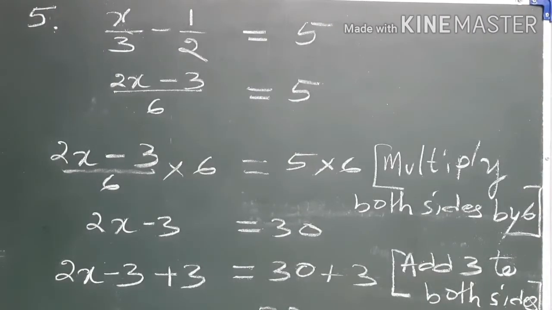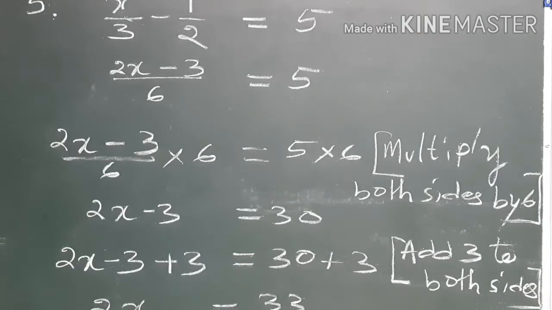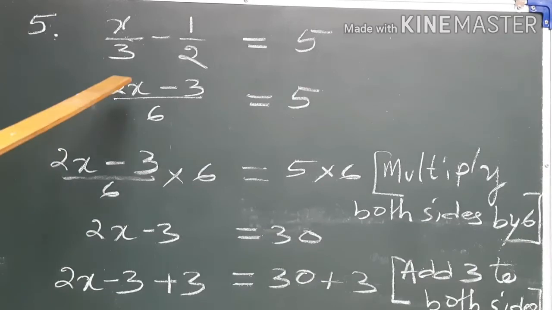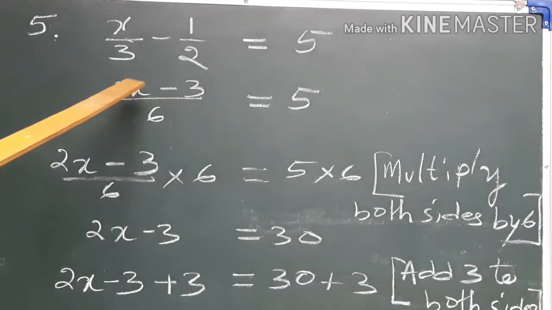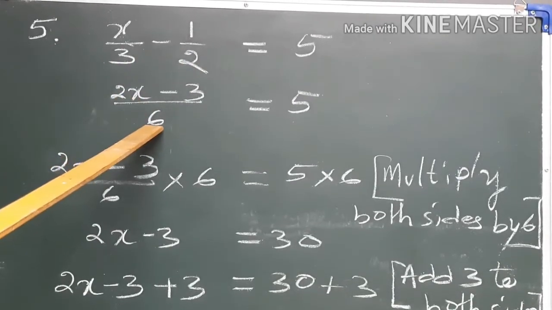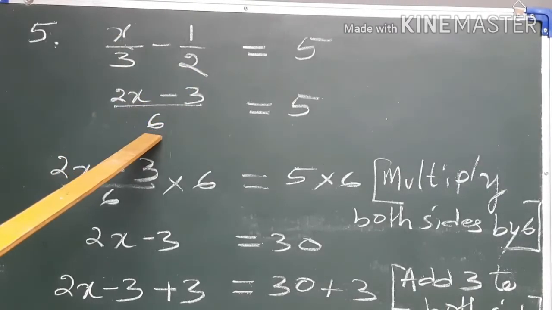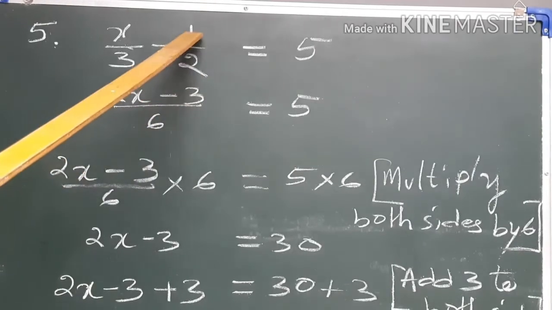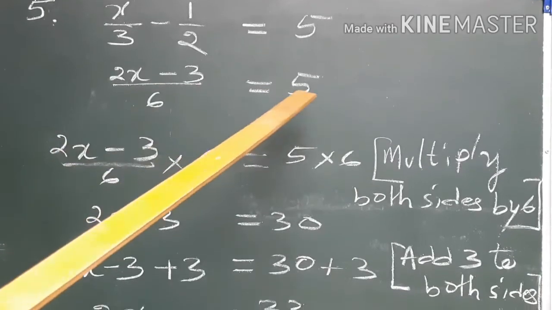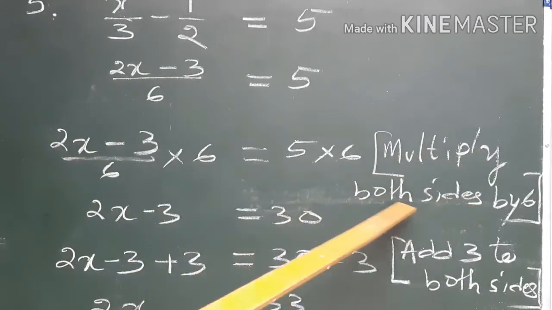Question number 5. This is another equation where it says x upon 3 minus 1 upon 2 is equal to 5. Since it is a fraction, we have to find the LCM of 3 and 2. After finding the LCM, which is 6, we write: 3 twos are 6, so it will become 2x; 2 threes are 6, so 3 ones are 3 here we will write. So we have got it here, left hand side and right hand side. Now to remove this 6, we have to multiply both the sides by 6.